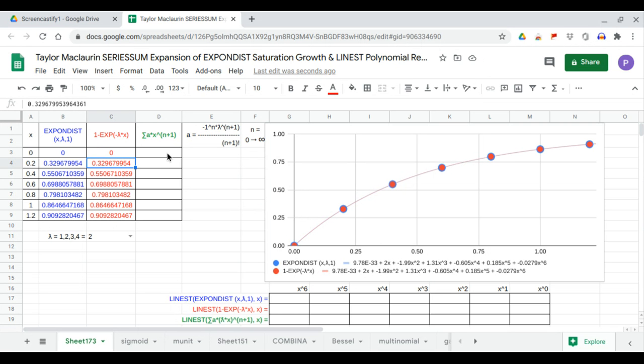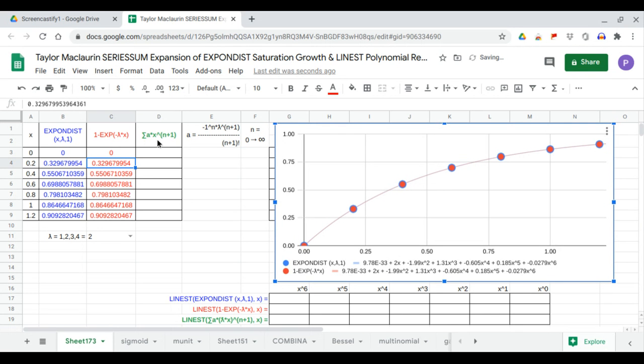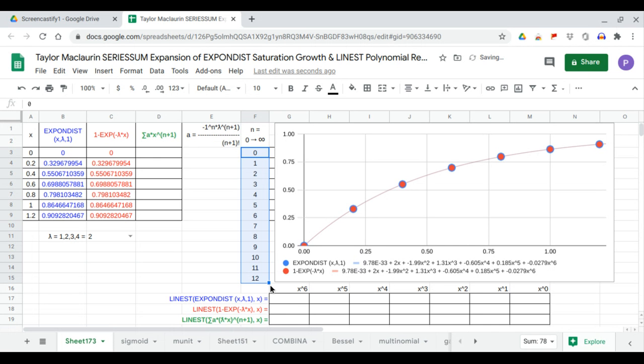Next, we generate the Taylor-Maclaurin series sum expansion, which is equal to the summation of a times x to the power n plus 1. And the value of a, the coefficient, is negative 1 to the power n times lambda to the power n plus 1 all over factorial n plus 1. And the value for n is from 0 to infinity. We cannot go to infinity, but we'll try to get the maximum, the highest, which is still a good approximation, 12.